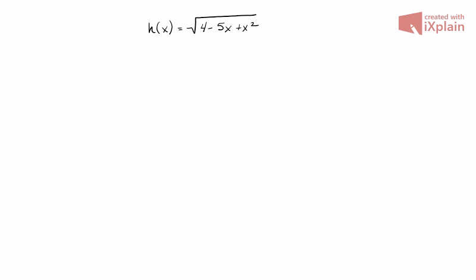Everyone, this video is for section 3.3, graphs of polynomial functions. We're going to be taking a look at question number 25 from the exercises at the end of the section. The problem that we're going to work with is the function h of x is equal to the square root of 4 minus 5x plus x squared. Our goal is to determine the domain of this function.